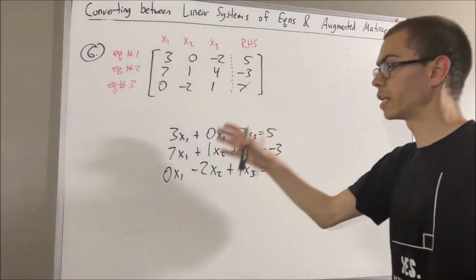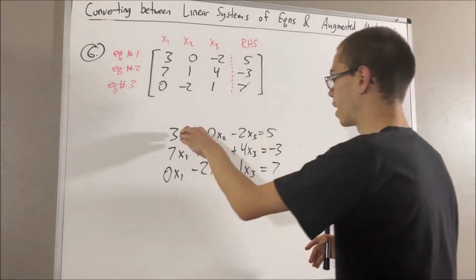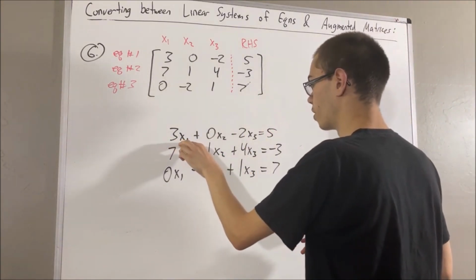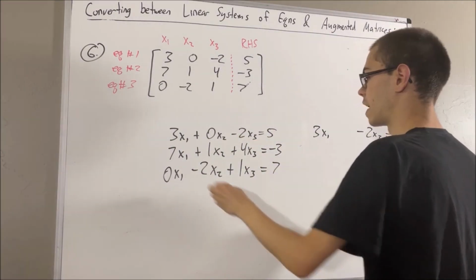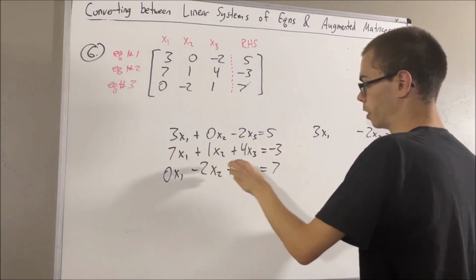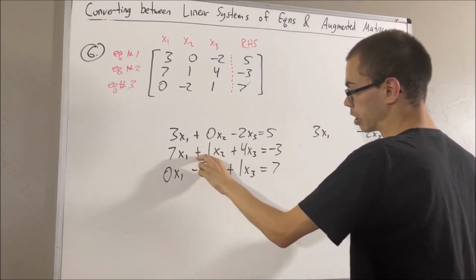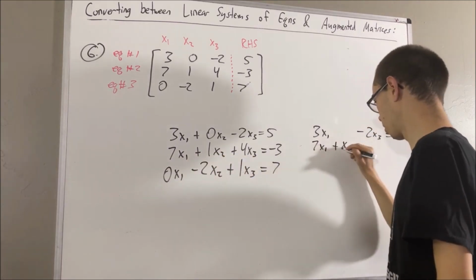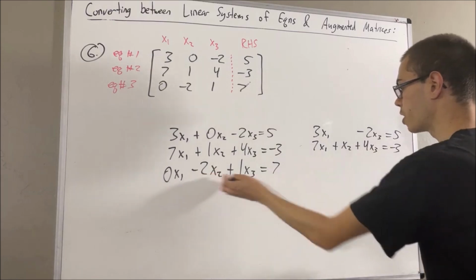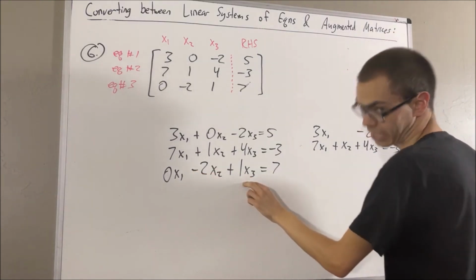So this is our linear system of equations. But we could clean it up a little bit. Let's just rewrite our first equation as 3x1 minus 2x3 equals 5. As for our second equation, we could just get rid of the coefficient of 1 and write this as 7x1 plus x2 plus 4x3 equals -3. As for our third equation, well, really, we can just write this as -2x2 plus x3 equals 7.